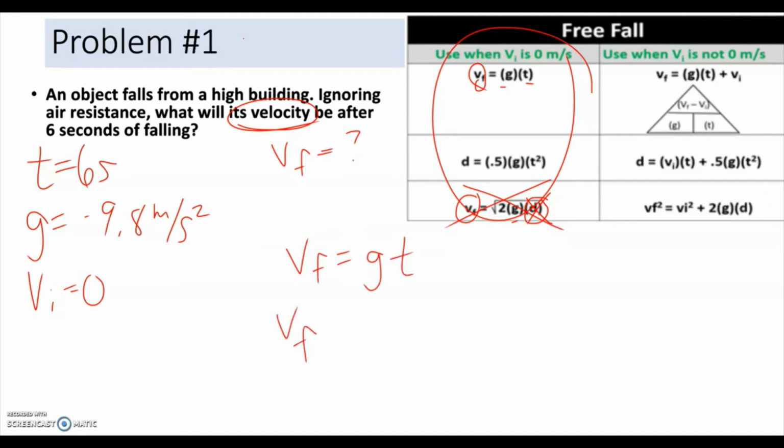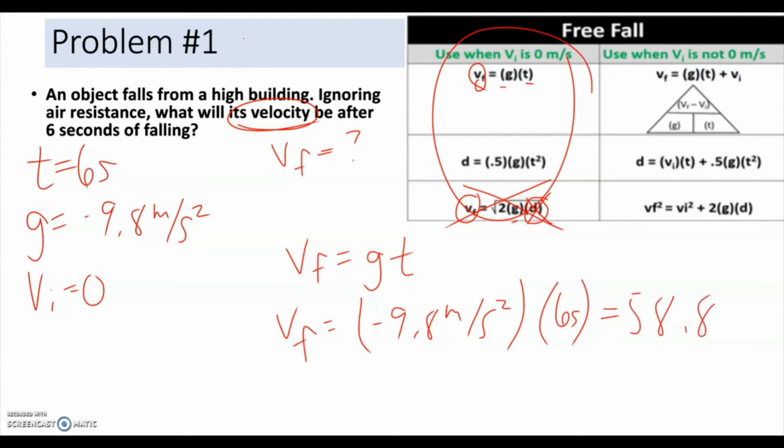So the final velocity is going to be equal to negative 9.8 meters per second squared times the time of 6 seconds. And once you plug that into your calculator, you should get that it is 58.8 meters per second. And it was a negative times a positive, so it is a negative 58.8. Or you can think of it in terms of, well, the object was falling down. Down is negative.